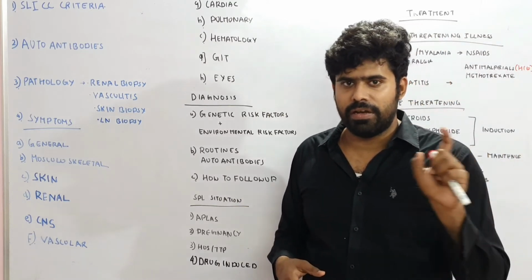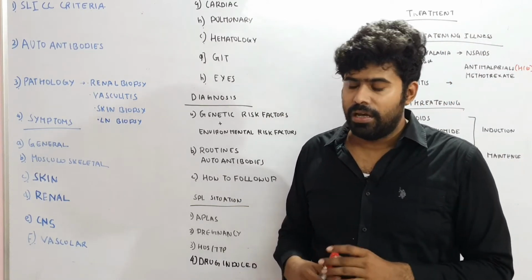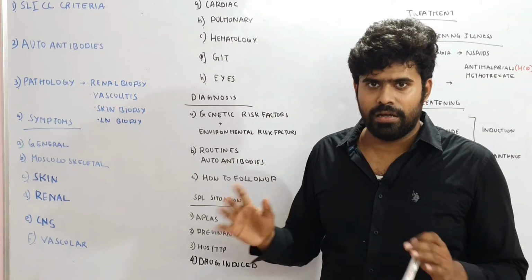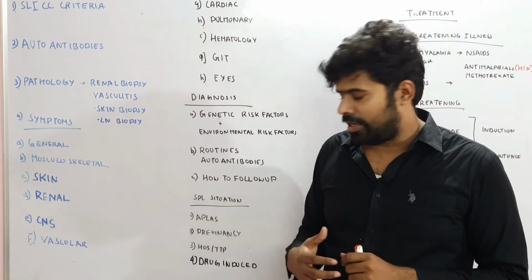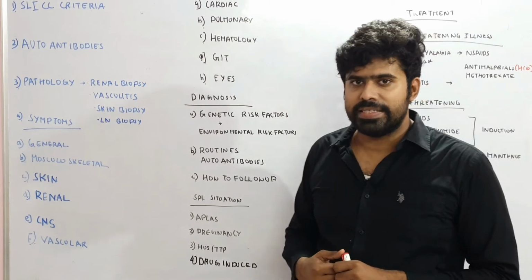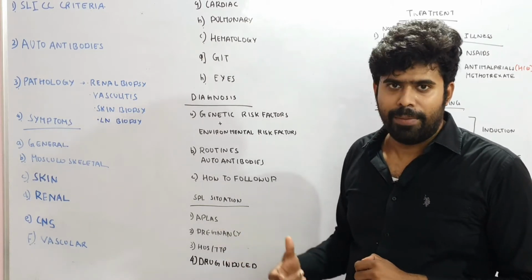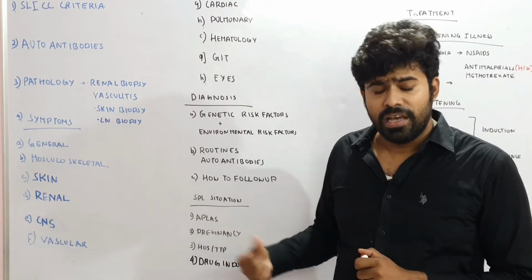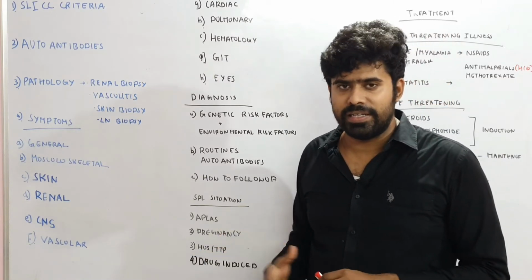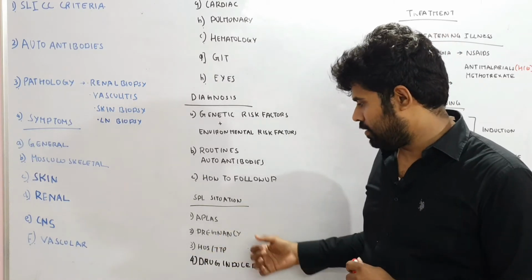So steroids can be given, hydroxychloroquine can be given, or azathioprine can also be given in a pregnant female. The other problem during pregnancy is APLA syndrome. APLA syndrome can lead to recurrent pregnancy loss. It has to be managed with heparin and aspirin in pregnancy. This is the pregnancy problem.